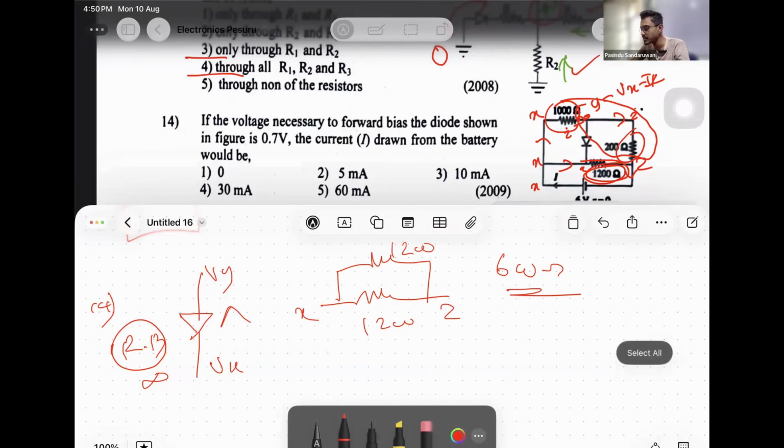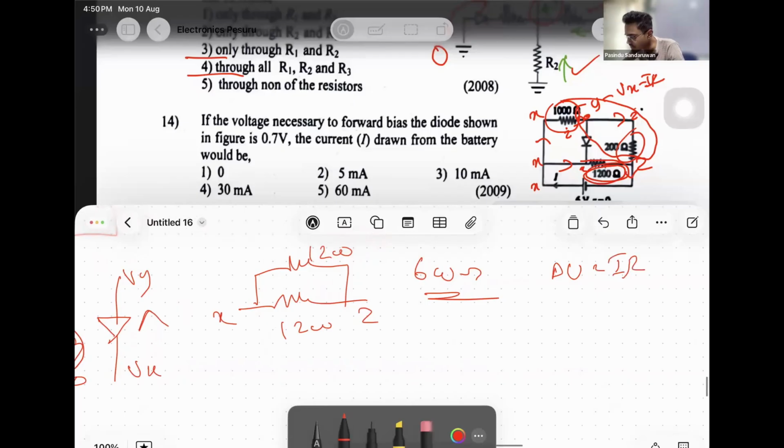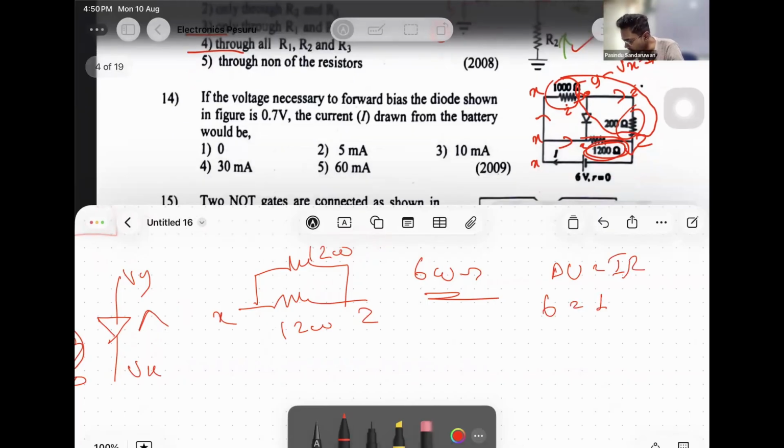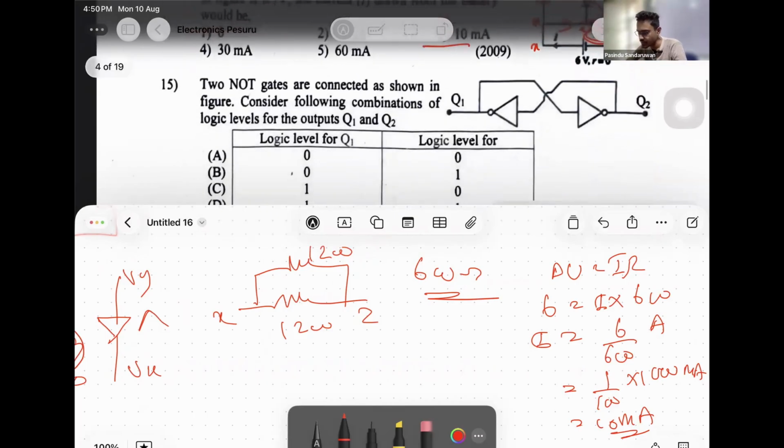Then apply delta V equals IR for the system. Delta V is 6, we need I, and R is 600. Then this is 6 over 600 amperes. Given answers are in milliamperes, so 6 over 600 is 1 over 100, times 1000 milliamperes. That is 10 milliamperes, so it's option 3.